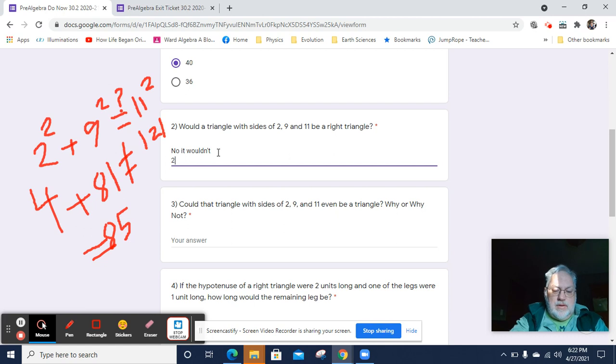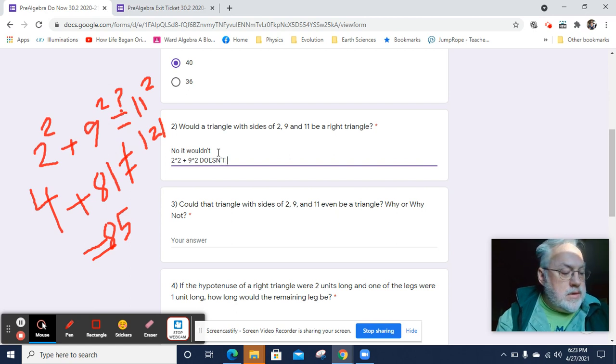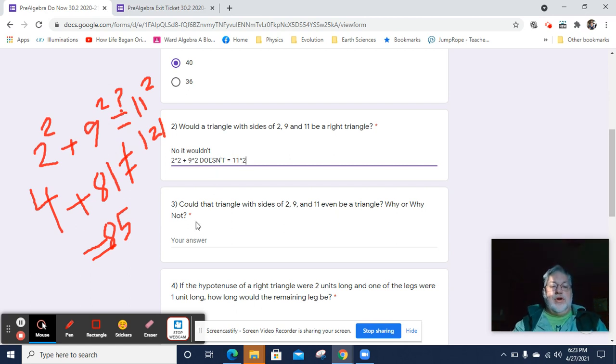2 squared plus 9 squared does not equal 11 squared. Okay, could that triangle with sides 2, 9, and 11 even be a triangle?